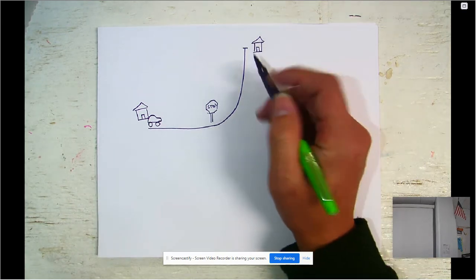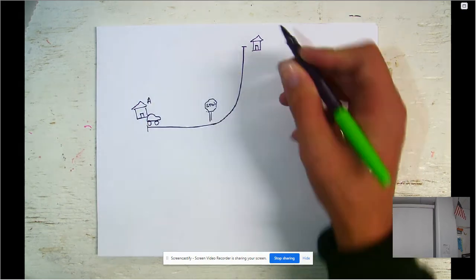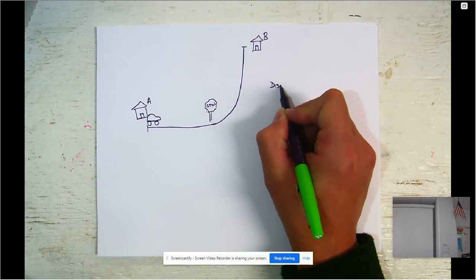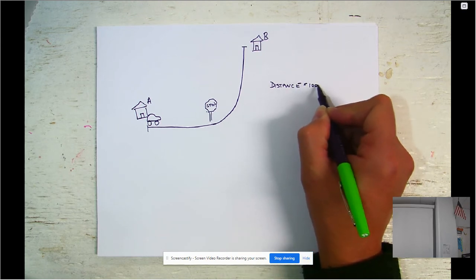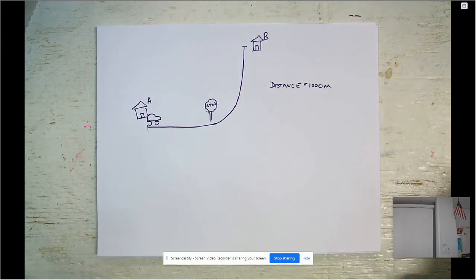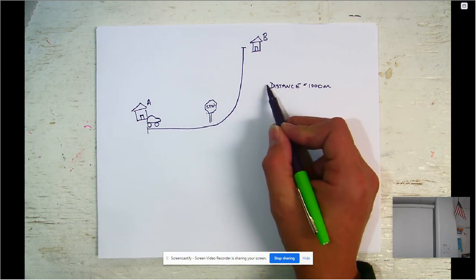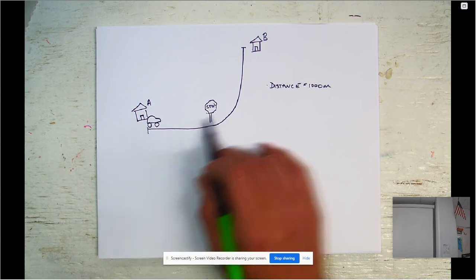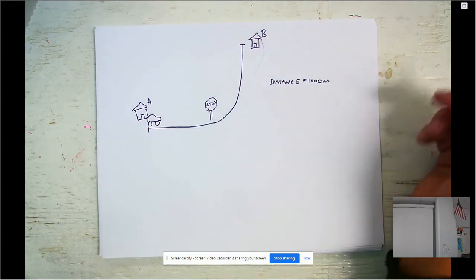Let's say that the total distance from, we can call this A to B, is 1,000 meters. We'll make these nice, easy, round numbers. So when we're talking about motion, distance is one of the big things that we want to talk about. Distance is just how far it is from one point to another point. So if you're driving in your car, the distance is how far you are away.